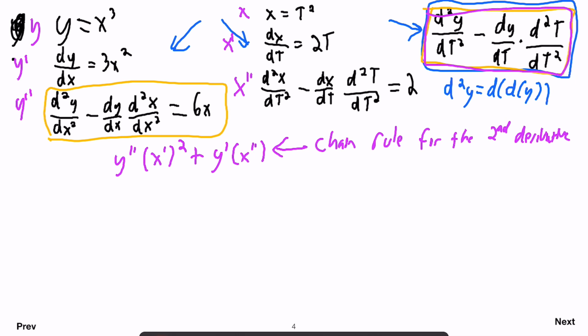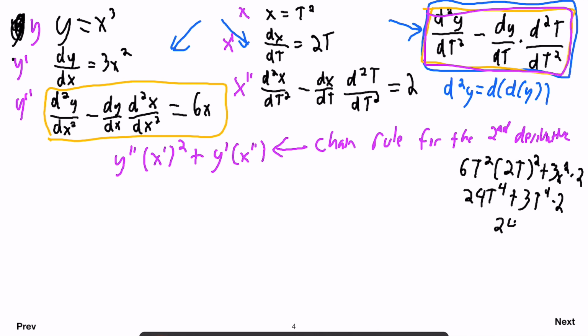Now we can compute it right here, just to show you that it's working normally. So y prime prime, that's going to be 6x times x prime squared, and x equals t squared, so that's going to be 6t squared times x prime, which is 2t, squared, plus y prime, which is 3x squared, times x prime prime, which is 2. Okay, and that gives us 24t to the fourth plus, x squared is t squared squared, so it's going to be 3 times t to the fourth times 2, and that's 24t to the fourth plus 6t to the fourth, which is equal to 30t to the fourth.